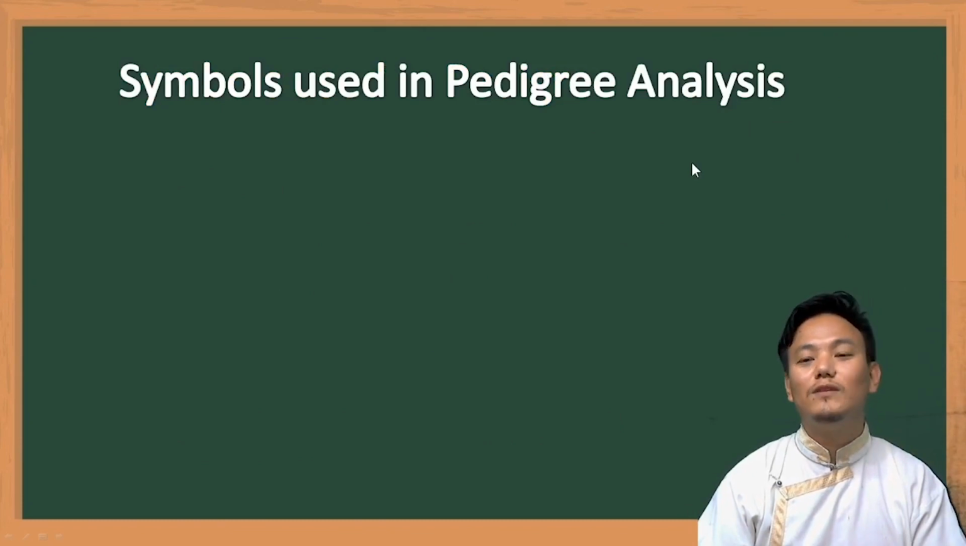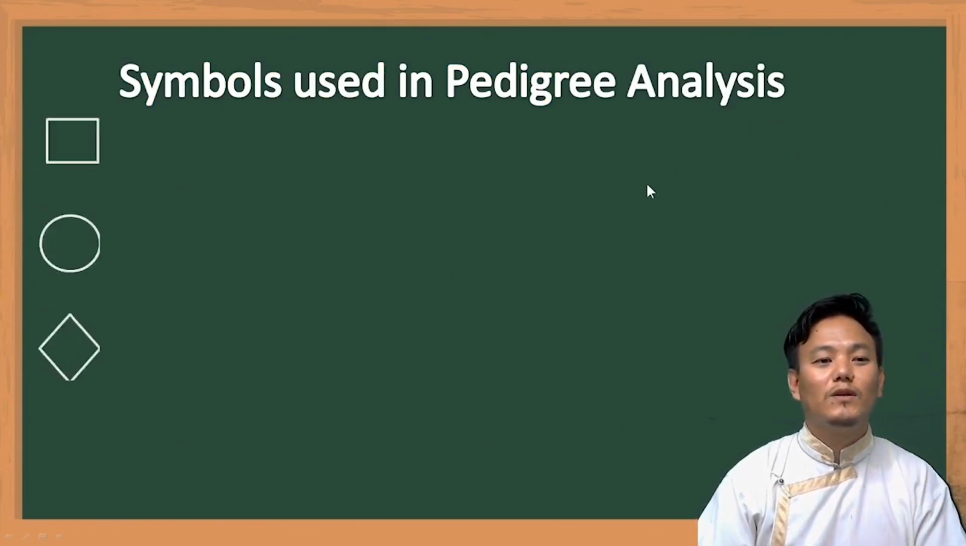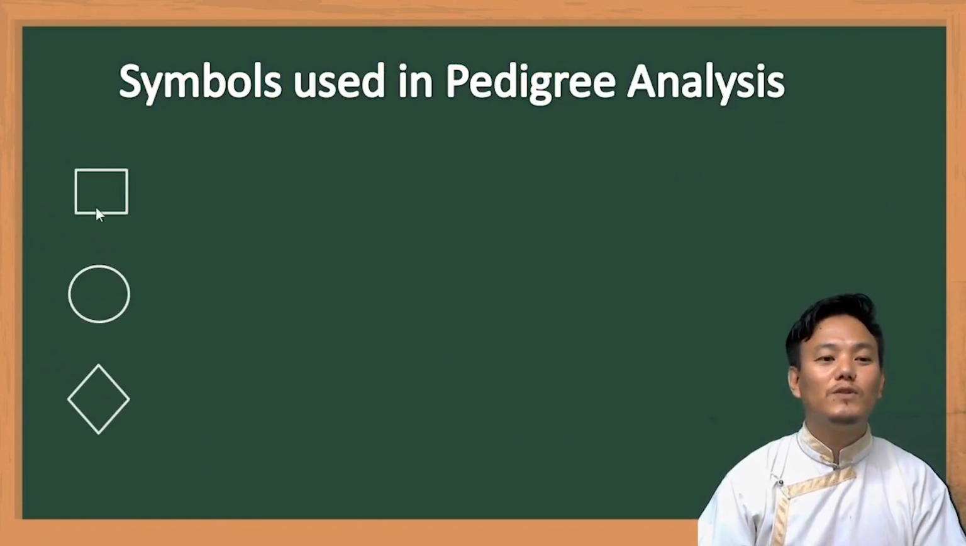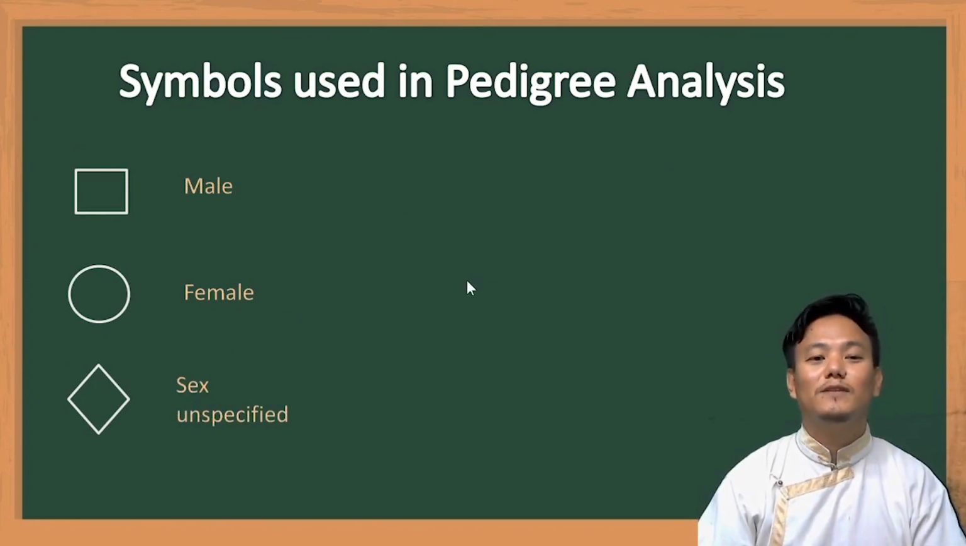So, symbols used in pedigree analysis. Here we have three symbols. A square represents a male. A circle represents a female. A diamond shape represents an individual whose sex is unknown or unspecified.